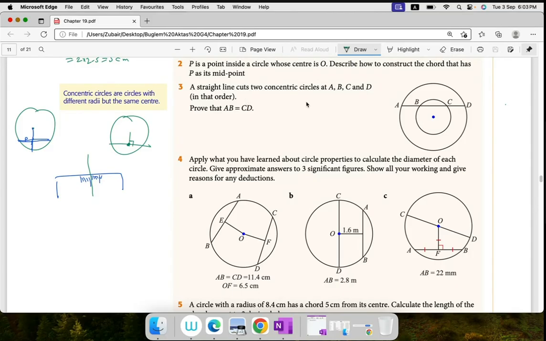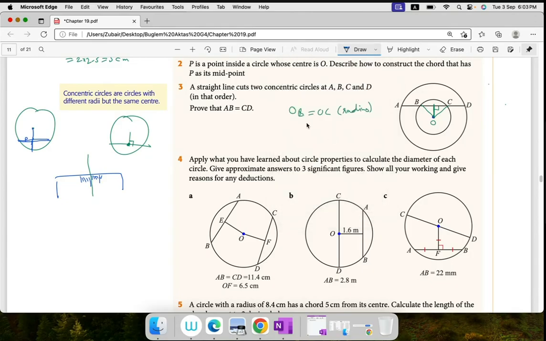A straight line cuts two concentric circles at A, B, C, D in that order. Prove that AB is equal to CD. Okay. So if I just draw this line and mark this as 90 degrees and then draw C and B, I'm labeling this O. OB is equal to OC because we know it is the radius, right?